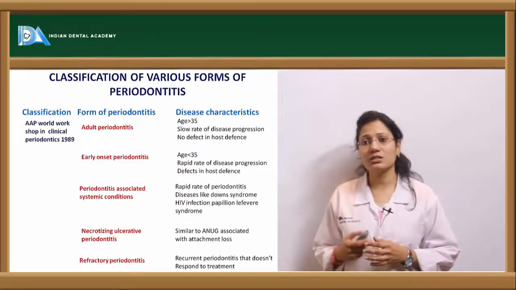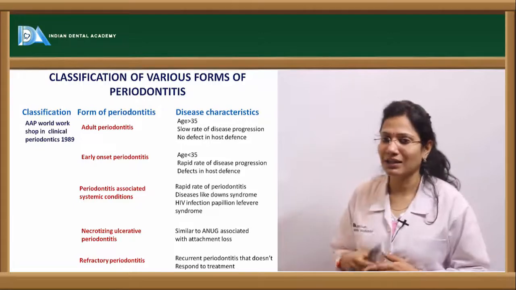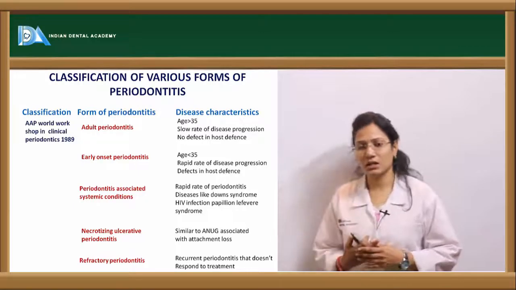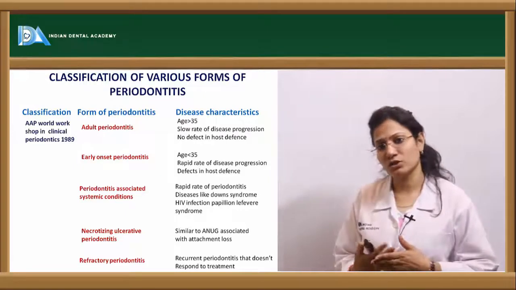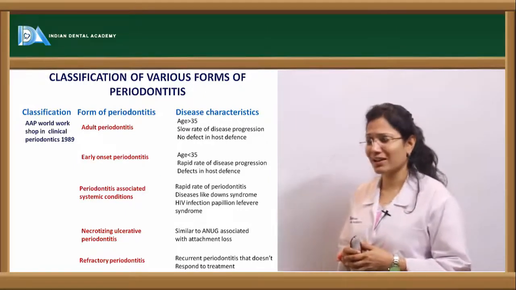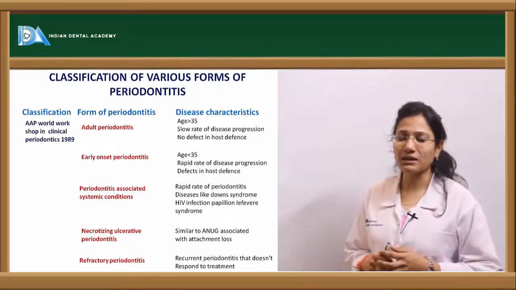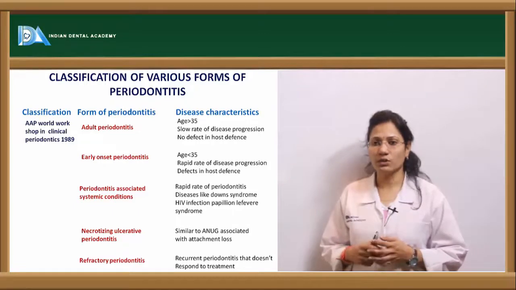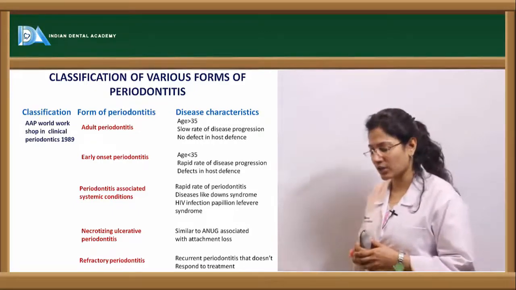Now let's see the various classification systems that were put forward from 1989 to 1999. The 1999 classification is the latest classification system and the one that we follow even now. If you see the 1989 classification, it was put forward by the American Academy of Periodontology World Workshop in Clinical Periodontics in 1989.